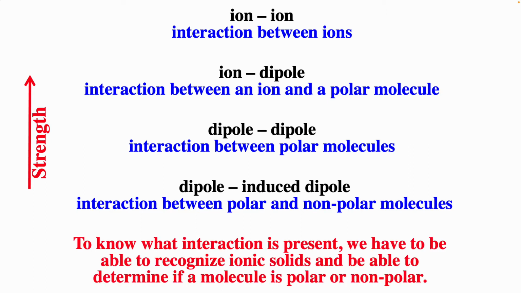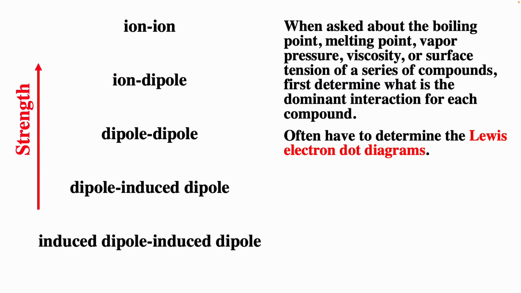And so to know what interaction is present, we have to be able to recognize ionic solids and molecules, be able to determine if a molecule is polar or nonpolar. And so we also have to know what the molecular shape of the molecule is. And so when asked about the boiling point, melting point, vapor pressure, viscosity, surface tension, etc., first we have to determine what is the dominant interaction for each compound.